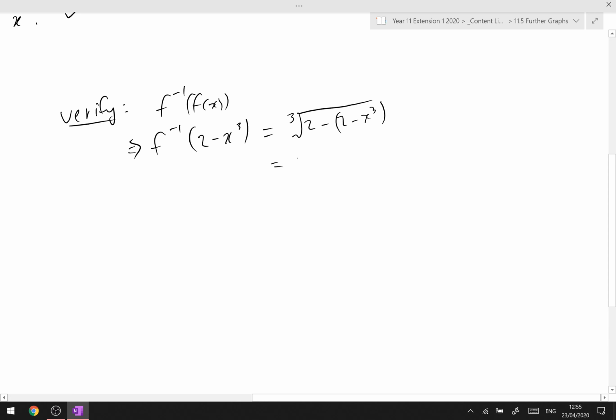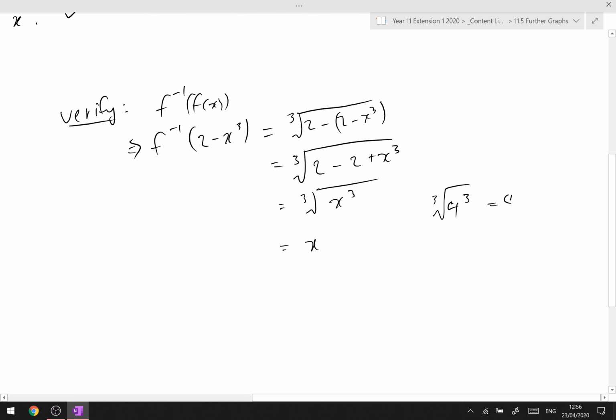So now I'm going to simplify this right-hand side. Here's a negative, so it changes everything in here to be the opposite. 2 minus 2 becomes 0. So I get the cube root of x cubed, which is equal to, not 1, sorry, equal to x. If you have 4 cubed, then the cube root of that is just equal to 4. So that's just equal to x.